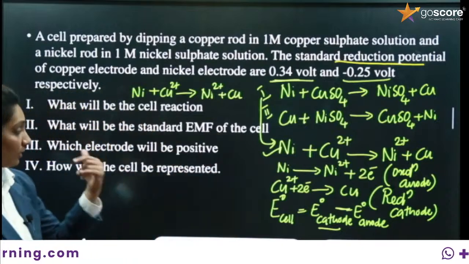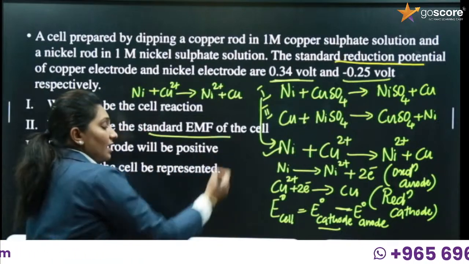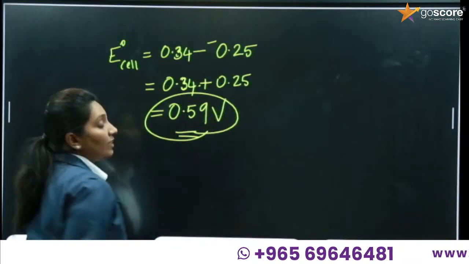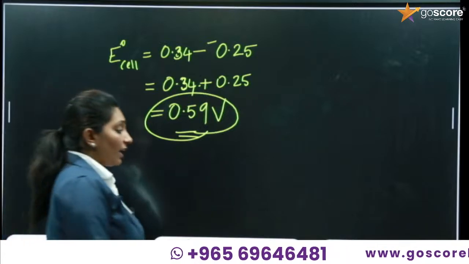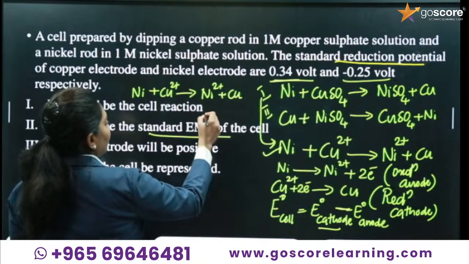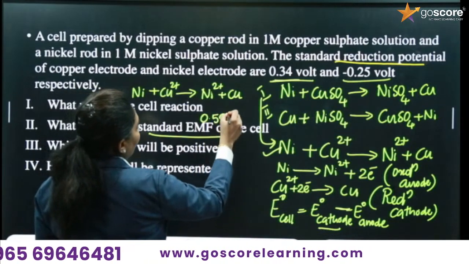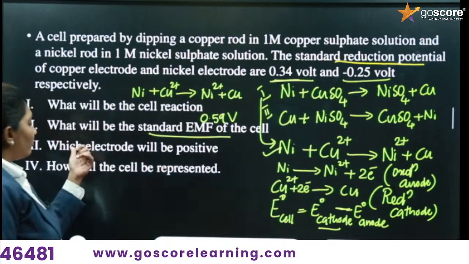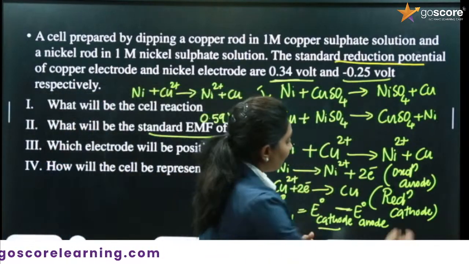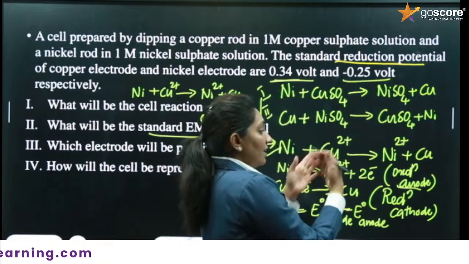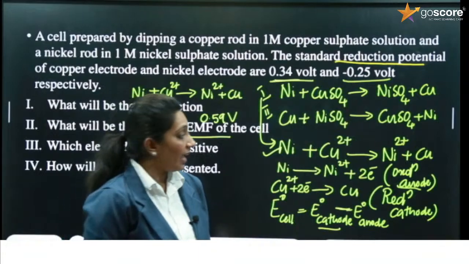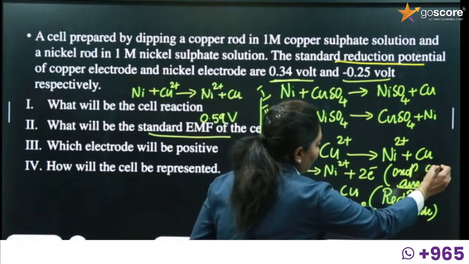Okay, and now you got the second answer also. What will be the standard EMF of the cell? What value did you get? The standard EMF of the cell will be 0.59 volt, right? And which electrode will be positive? Here, see, at the anode, the nickel is losing 2 electrons, right? So there will be an electron cloud and this will be the negative pole, right?